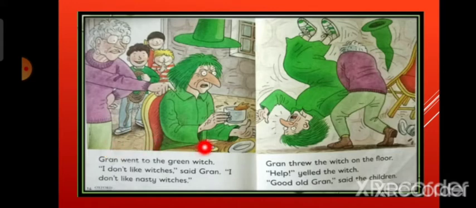Gran went to the Green Witch. "I don't like witches," said Gran. "I don't like nasty witches." Nasty. Nasty is an adjective that is describing the witches. Gran threw the witch on the floor. "Help!" yelled the witch. Yelled means to shout. "Good old Gran!" said the children.